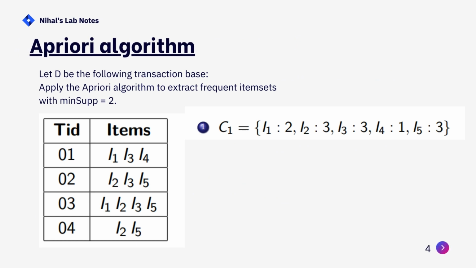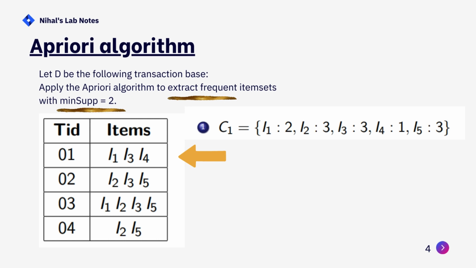Now let's see an example of the Apriori algorithm. Let D be the following transaction base with a minimum support equal to 2. Apply the Apriori algorithm to extract frequent item sets. You can see the transactional database that we have. We have the TID and items. We have 4 transactions, okay? For each transaction, we have an item set. For example, for the first transaction, we have I1, I3, and I4.